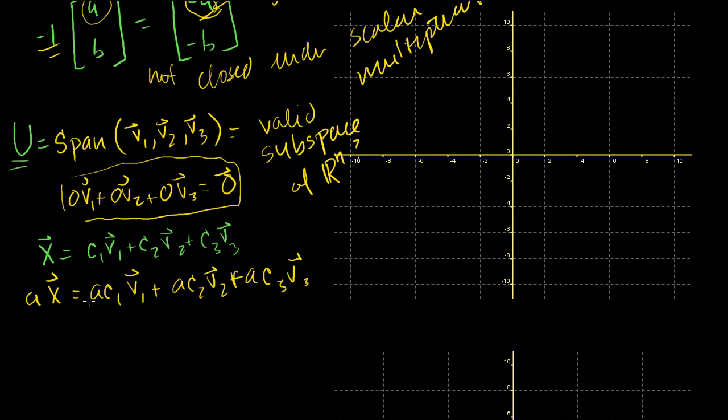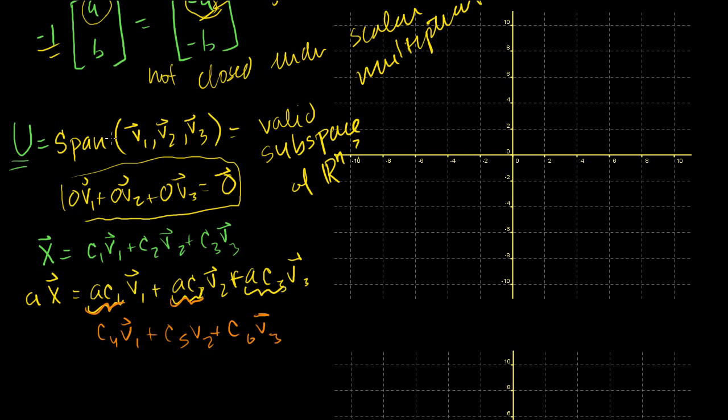If this was an arbitrary constant, you could just write this as another arbitrary constant. This is another arbitrary constant, and this is another arbitrary constant. And I want to be clear, all I did is multiply both sides of this equation by a scalar. But clearly, I could rewrite this expression as c4 times v1 plus c5 times v2 plus c6 times v3. This is clearly another linear combination of these 3 vectors.